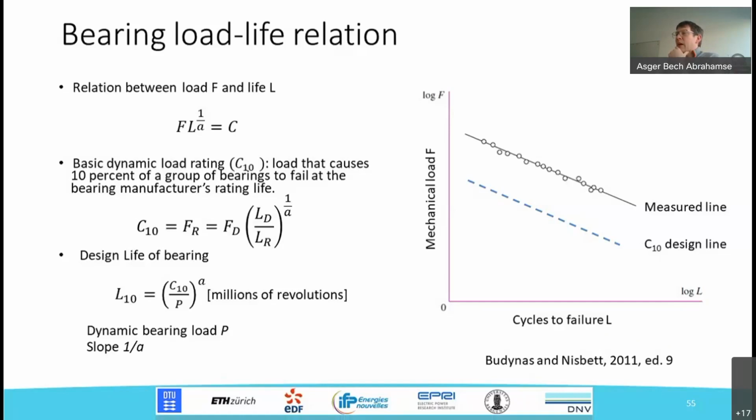So you have a dynamic rating coming from the bearing manufacturer, and then you have the dynamic bearing load. And if you also know the exponent for this bearing fatigue law, you can calculate what they specify as the lifetime of this bearing. Basically, you can look up the specifications of the bearing from the bearing manufacturer, but you have to calculate this bearing dynamic life.